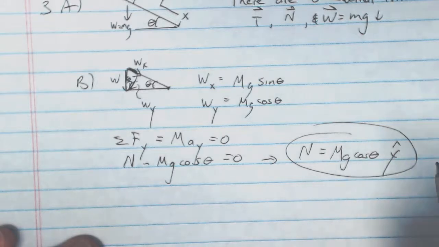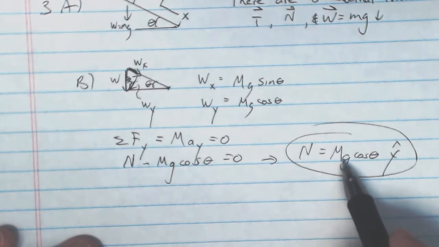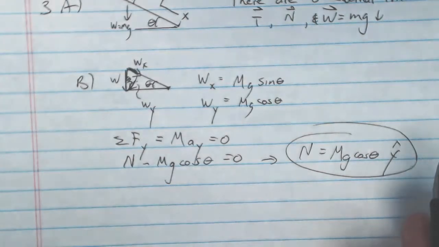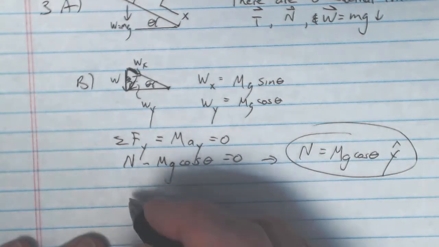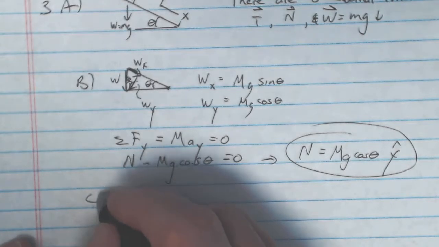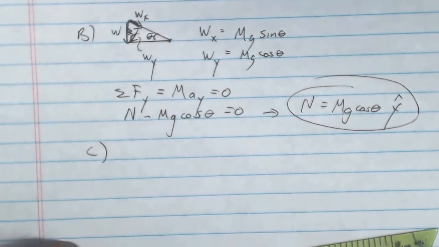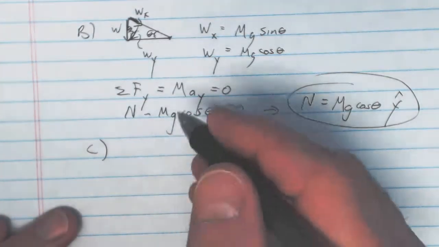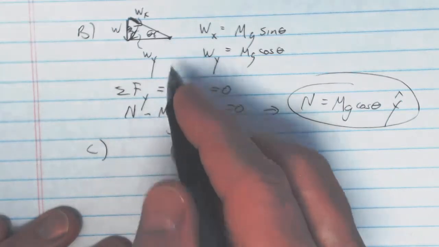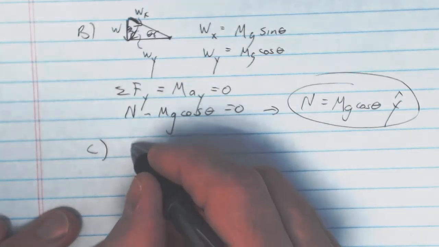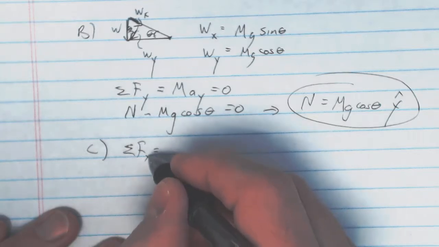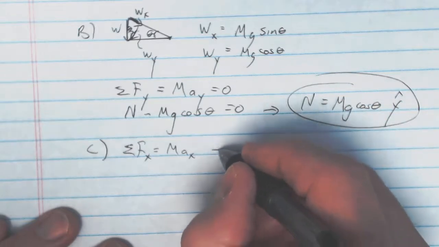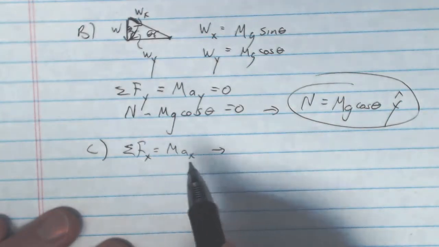Okay, and I did ask for the magnitude and direction, so the magnitude is mg cosine theta. The direction is plus y hat for that normal force. Now that takes us to part C. Part C says solve for the acceleration of the block in terms of the quantities you're given and the acceleration of gravity. Well, if I want the acceleration, I'm going to need to know the sum of the forces in the x direction. And from Newton's second law, that's equal to the mass times the acceleration in the x direction.